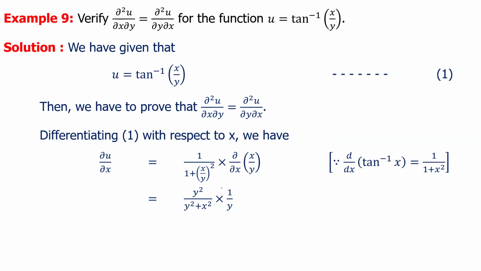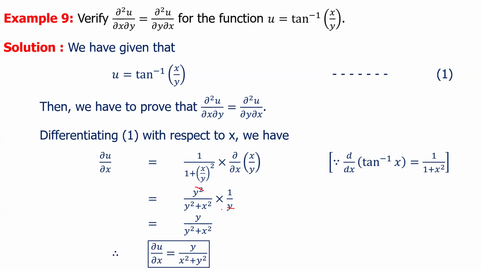And similarly, what is the derivative of x upon y with respect to x? So we can take 1 upon y common outside, and the derivative of x is nothing but 1. So we have the answer 1 by y. Now this 1 by y and this y will cancel. So therefore, del u del x is equal to y upon x square plus y square. So this is the partial derivative of u with respect to x.